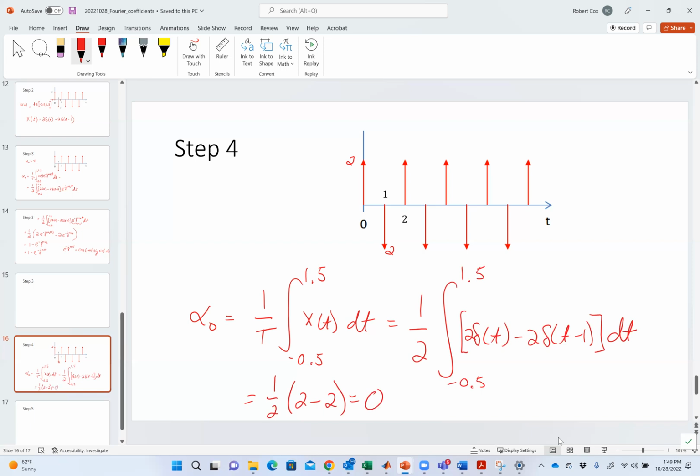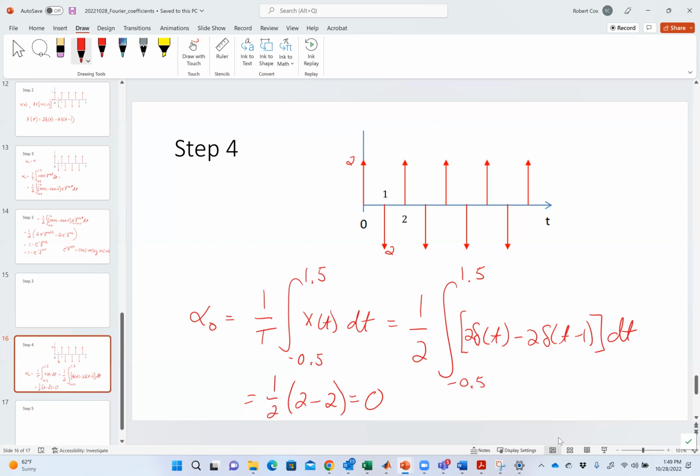Now again, I could have done that by just looking at this thing, right? Because if I look at that guy, over a single period, he has one pulse up with an area of 2, one pulse down with an area of 2. So it should be obvious that the area is 2 minus 2, right? Because there's as much above as there is below.